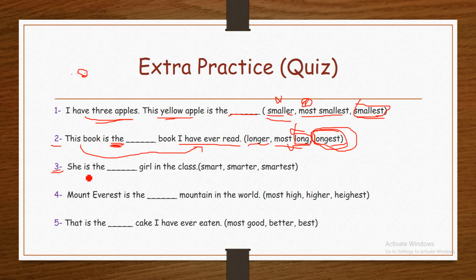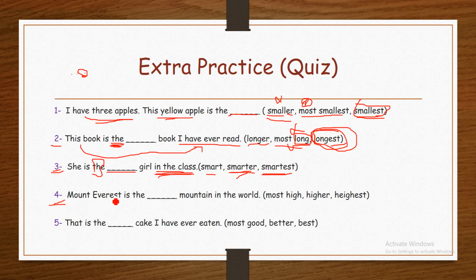Number 3. She is the blank girl in the class. The class contains more than one student. It might contain 25 students. Smart is an adjective. Smarter is a comparative adjective. Smartest is a superlative adjective. We have the, and after the, we use superlative adjectives. She is the smartest girl in the class.